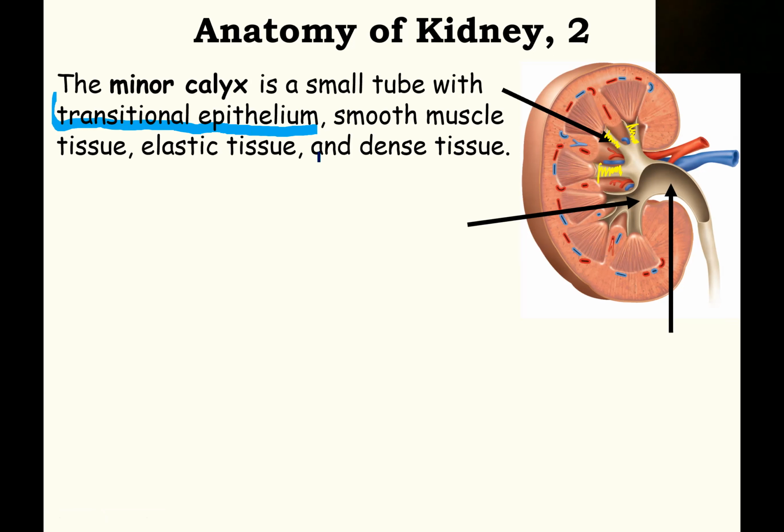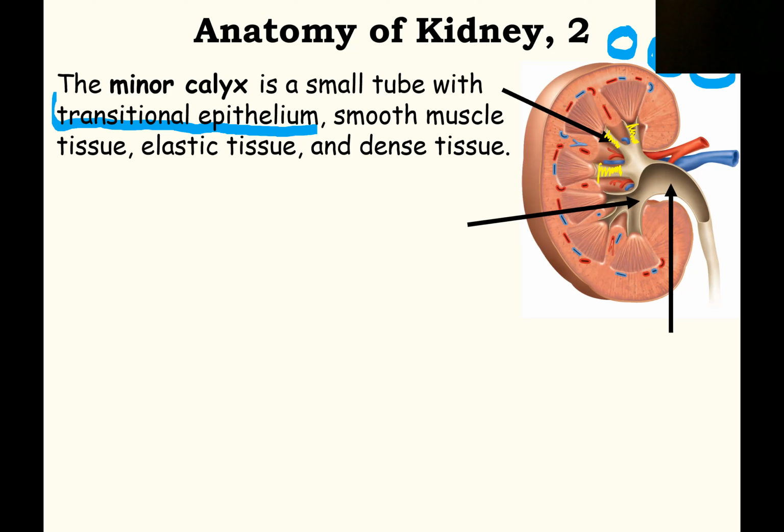It has two kinds of shapes, both cuboidal and squamous. So this allows for the filling and emptying of these tubes with urine. It allows the membrane or the wall of the tube to thicken when it's empty and get stretched out and become thinner as the tube fills up.